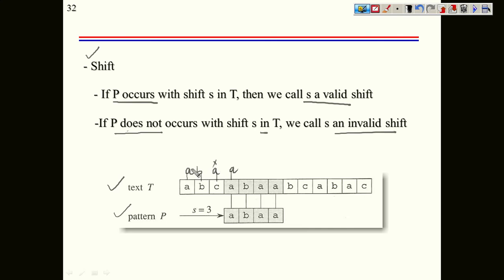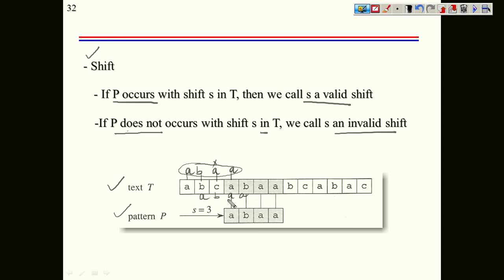Whenever the entire pattern is not matching with the text, we say this is an invalid shift. So when there's a mismatch, you have to shift it. Now the next part is ABAA. Again you will find that it is not a match. You will say that this is an invalid shift.